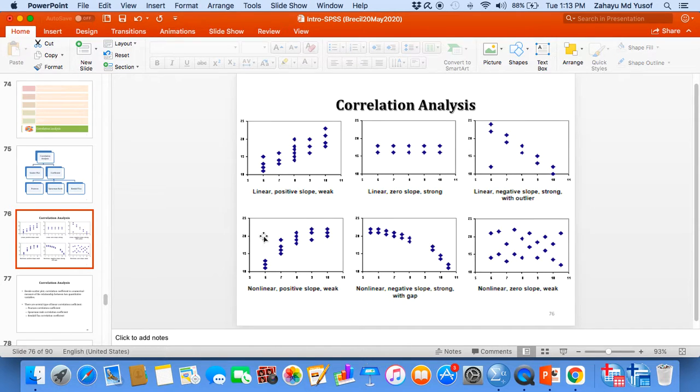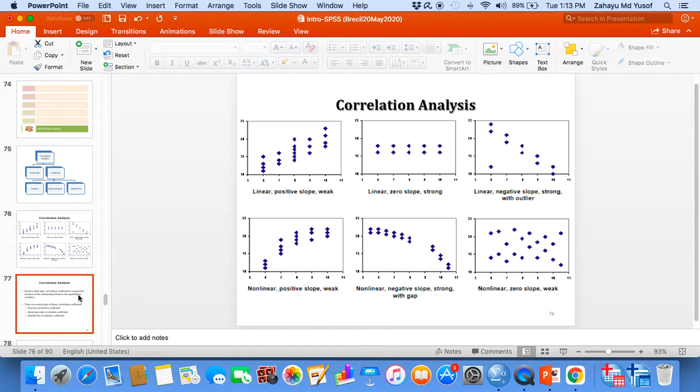So when we have this output, for example, the first diagram here, what does it mean? It means that these data have linear relationship with positive slope but weak. The relationship is weak. When you have a look at this one, it shows that the data have linear relationship with negative slope but strong, but have an outlier. So these are some examples of scatter plots of data that you can interpret to see the correlation between the variables.